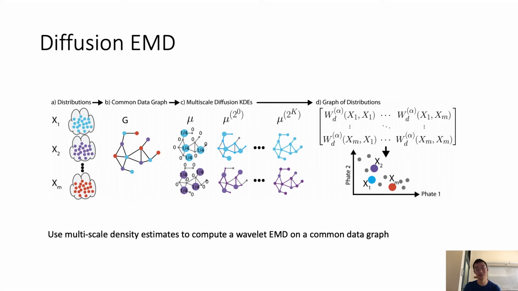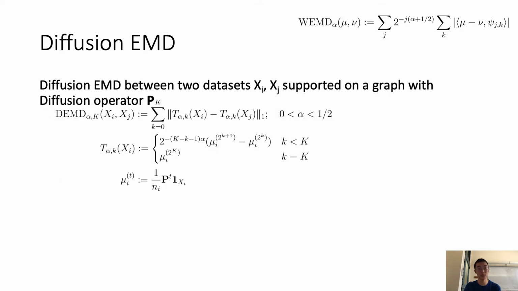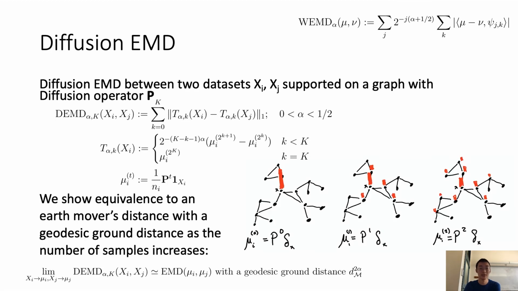This computation scales log-linearly in terms of both the number of points and the number of distributions for EMD nearest neighbors, which contrasts with the typical quadratic or cubic scaling of other methods in terms of points and distributions. The diffusion Earth Mover's distance can be written as follows. Notice that we can compute all t_k for a given distribution before taking the difference, which is computationally advantageous. Importantly, we show that the diffusion Earth Mover's distance is equivalent to a Wasserstein distance with a manifold geodesic ground distance as the sample size grows large.